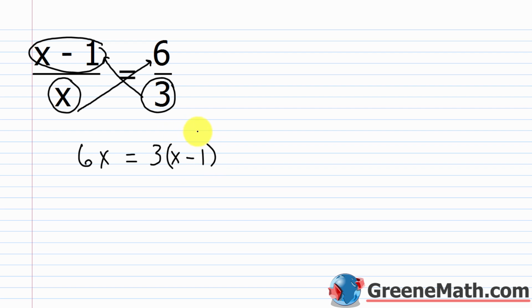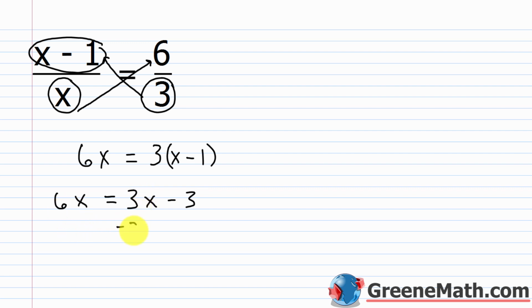So once you set up your equation, it's pretty easy, right? From this point on, it's kind of the same as what we've been doing since we started solving linear equations in one variable. So we have 6x on the left. On the right, 3 times x is 3x. Then minus 3 times 1 is 3. And essentially, I just need to move this over here.